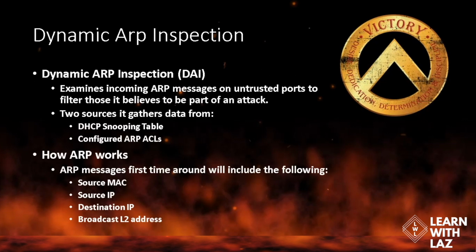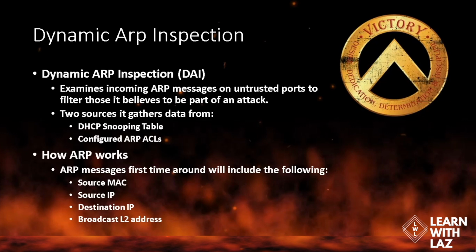So dynamic ARP inspection, abbreviated DAI, however you want to call it. It examines incoming ARP messages on untrusted ports. Pretty much towards the end of this, I'll let you know, just to tell you right now, that once you turn on DHCP snooping and DAI itself, all end user ports, or all those access ports, are considered, for the most part, untrusted anyway. But it examines all ARP messages coming that way.